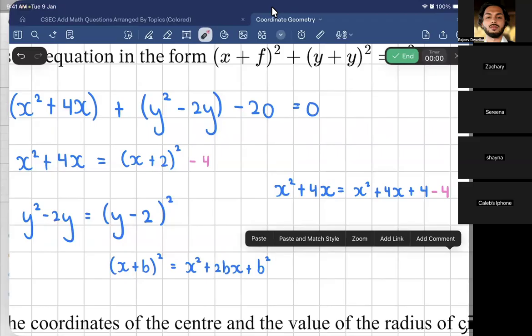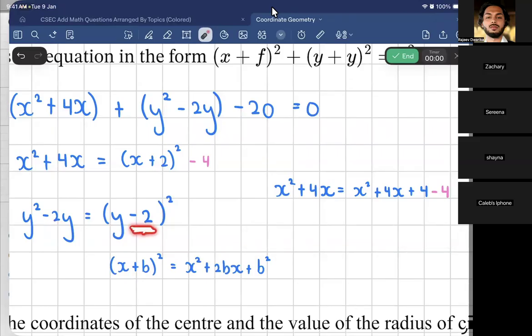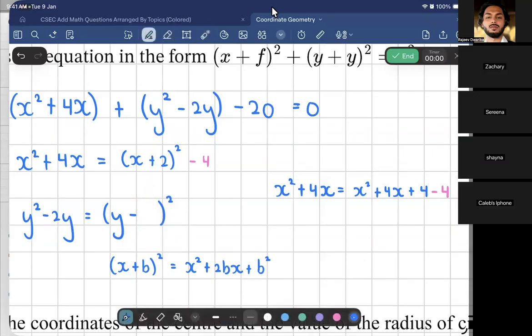Understand what I'm saying, Zachary? Whatever number you put over here, it's going to be multiplied by 2 in the middle. So if I put negative 2 here, it's going to be negative 4 in the middle. But I want to get negative 2. So put minus 1. Yes, minus 1 is the correct answer.